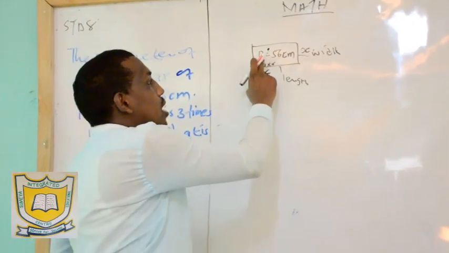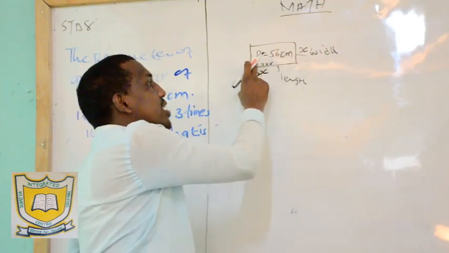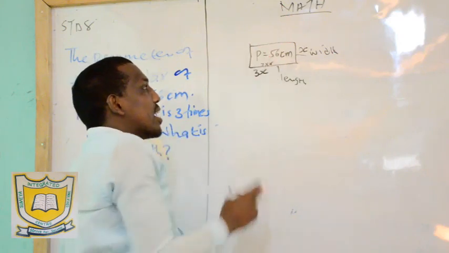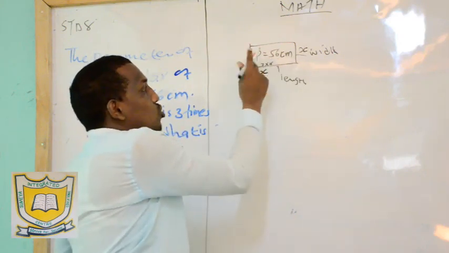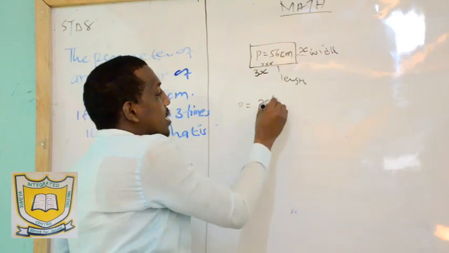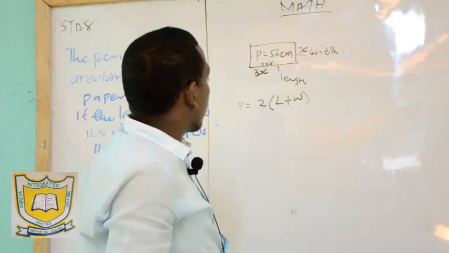If you are given perimeter, to get the side, use the formula for getting perimeter. If you are given area, the total area, to get the side, use the formula for getting the area. So we have the perimeter 56, so we use the formula now. Perimeter is equal to 2 into bracket length plus width.